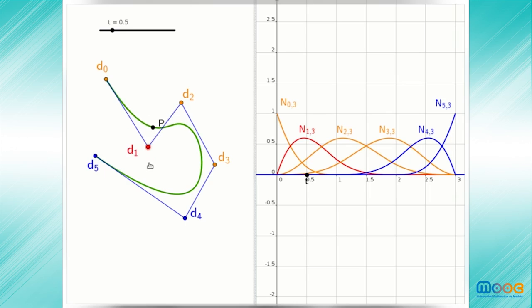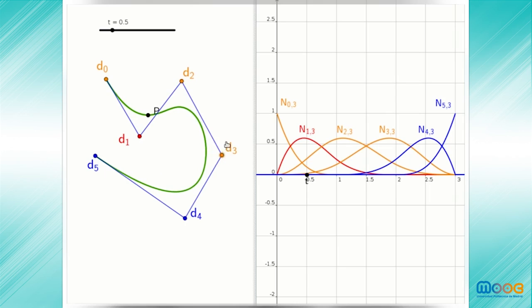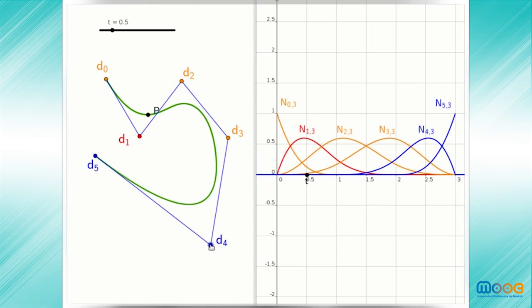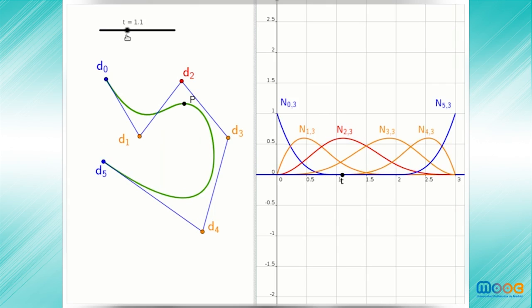So we see that as we move d sub 1, p moves. If we move d sub 2 or d sub 3, p moves, but less so. If we move d sub 4 or d sub 5, the curve distorts, but p doesn't move. As we change the time, p moves along the curve, and the control points which affect its position change as well. We see that as we've increased t, d sub 0 has ceased to influence its position, and now d sub 4 does influence its position.